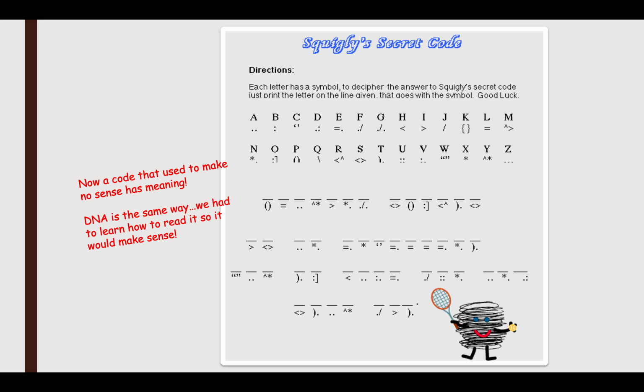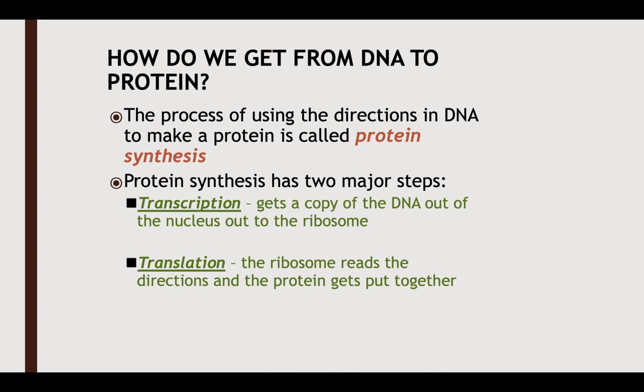So now that the code has been broken and someone has figured out the code, DNA is much easier to read. Just like this puzzle is easier to solve once we know what all the codes are for. DNA is much the same. As we go through today, you're going to be learning how scientists read the code. And there's a few steps to it, how we get from DNA to eventually making a protein.